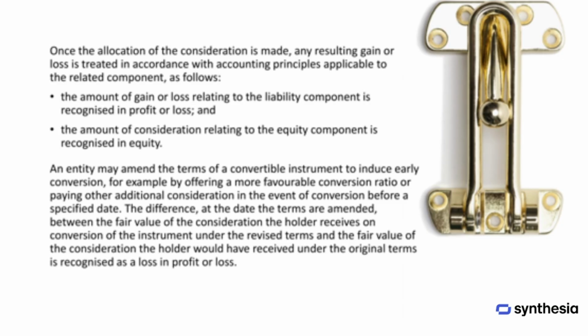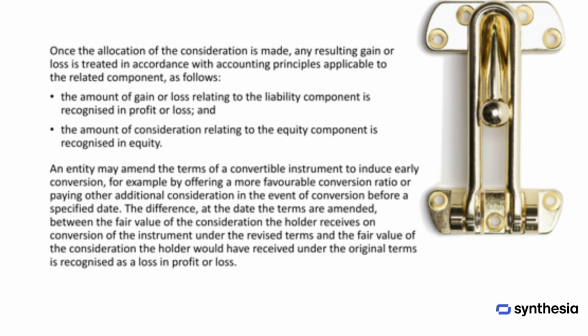Once the allocation of the consideration is made, any resulting gain or loss is accounted for according to the component it relates to. The portion of the gain or loss that relates to the liability component is recognized in profit or loss, while the portion of the consideration relating to the equity component is recognized directly in equity.